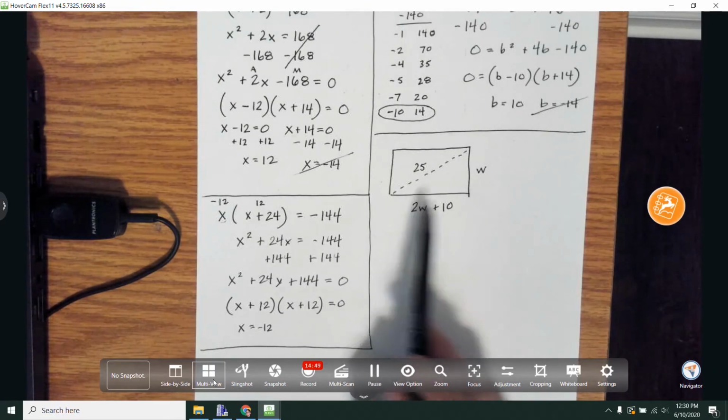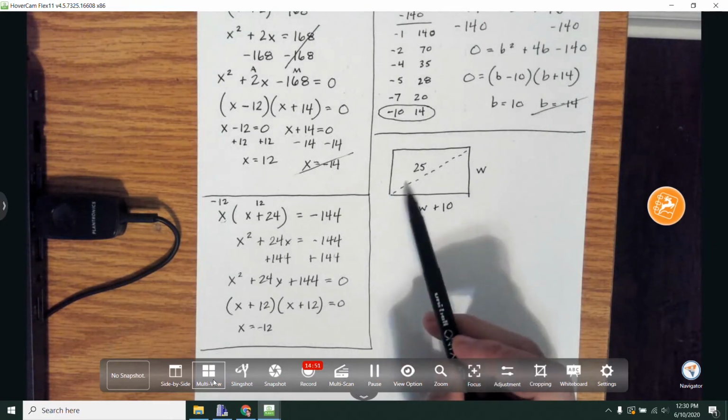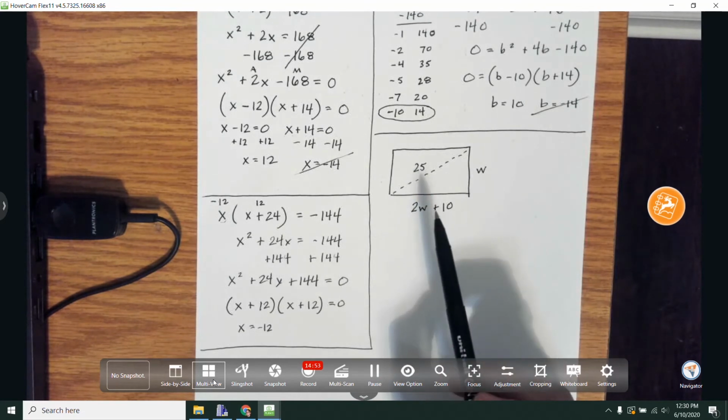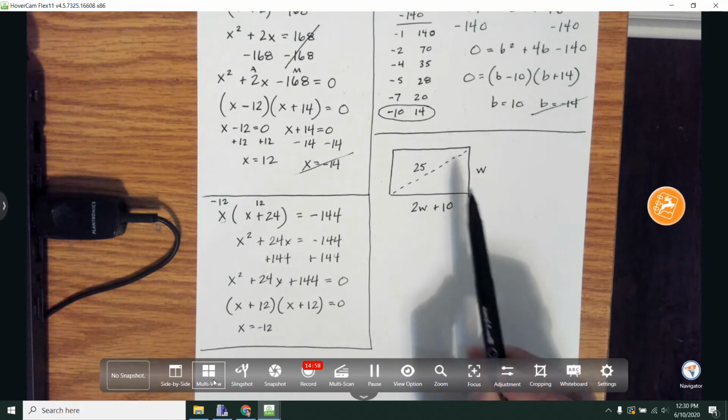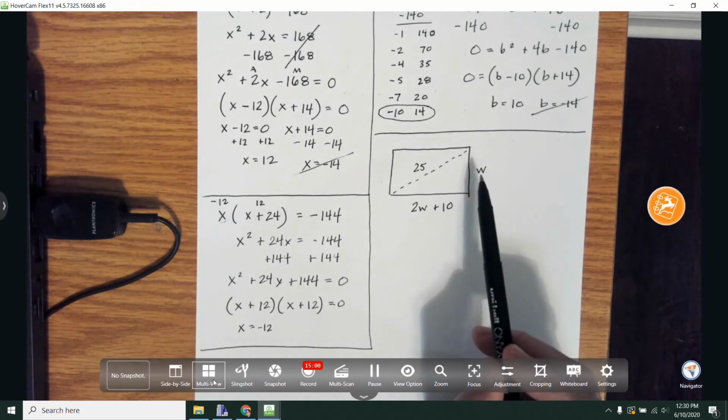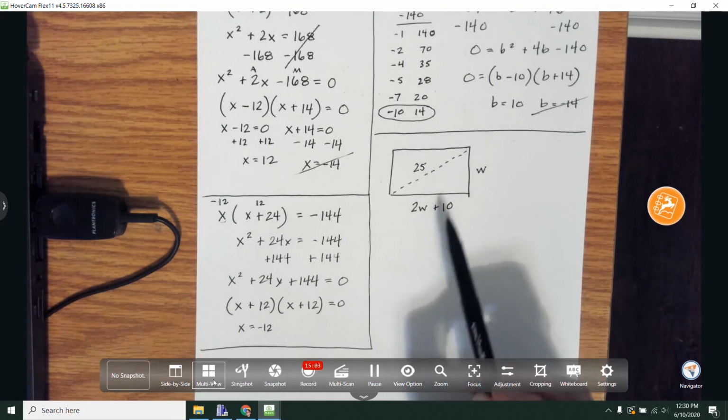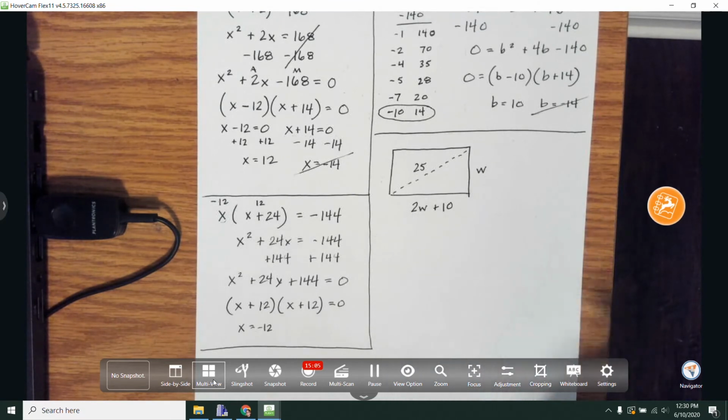So we have this rectangle. She said that the diagonal is supposed to be 25 centimeters. And then it said the length is to be 10 more than twice the width. So we're using our w as our variable since that's what they compared the length to. And that's the expression we can make it.